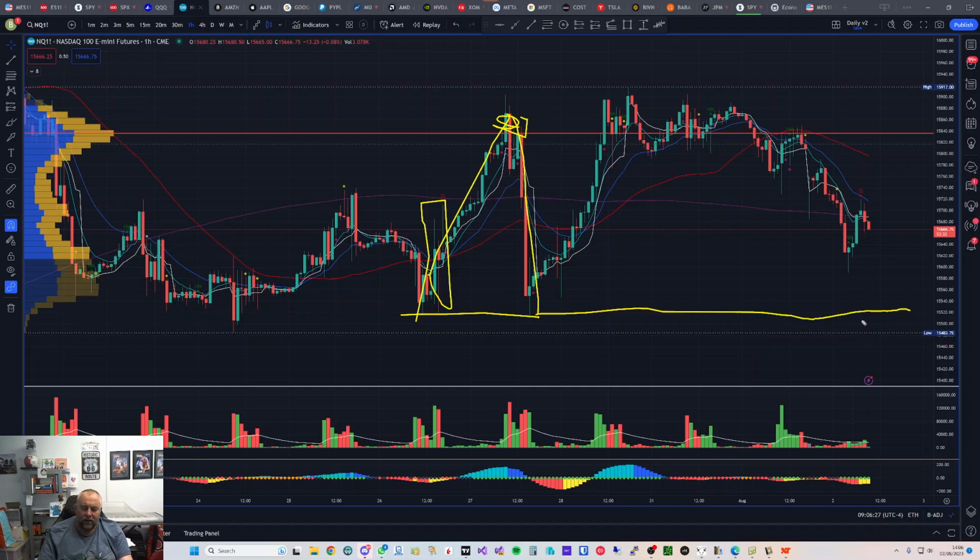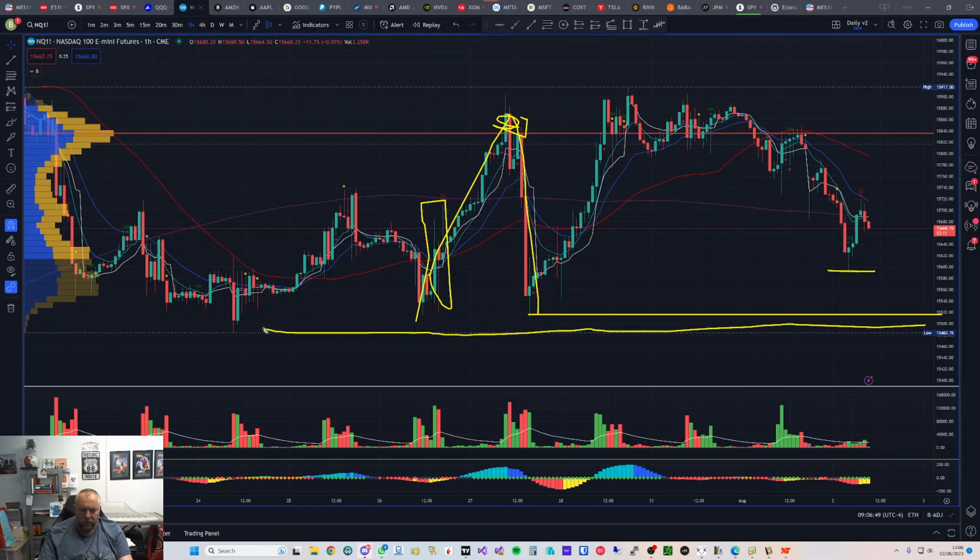15,520. So that would be, let's just make it a better line. Yeah, there we go. So that's the area you should be watching for a potential bounce on Nasdaq. You could look for a scalp at that area, which is the 15,600 area, a nice round number as well.